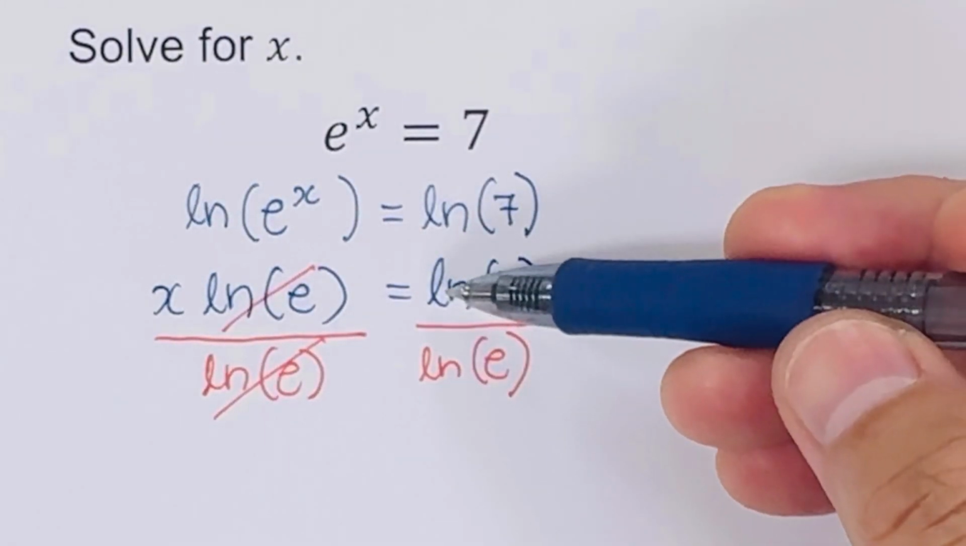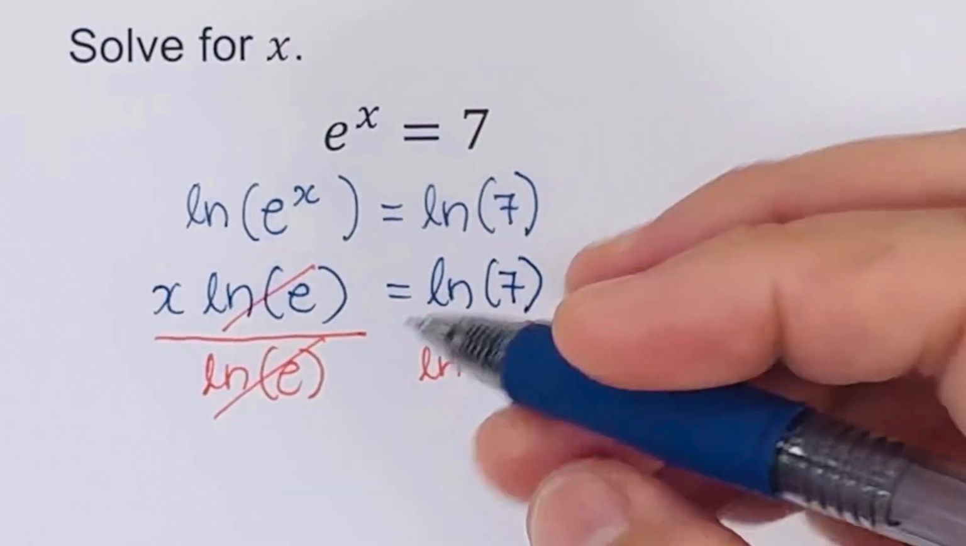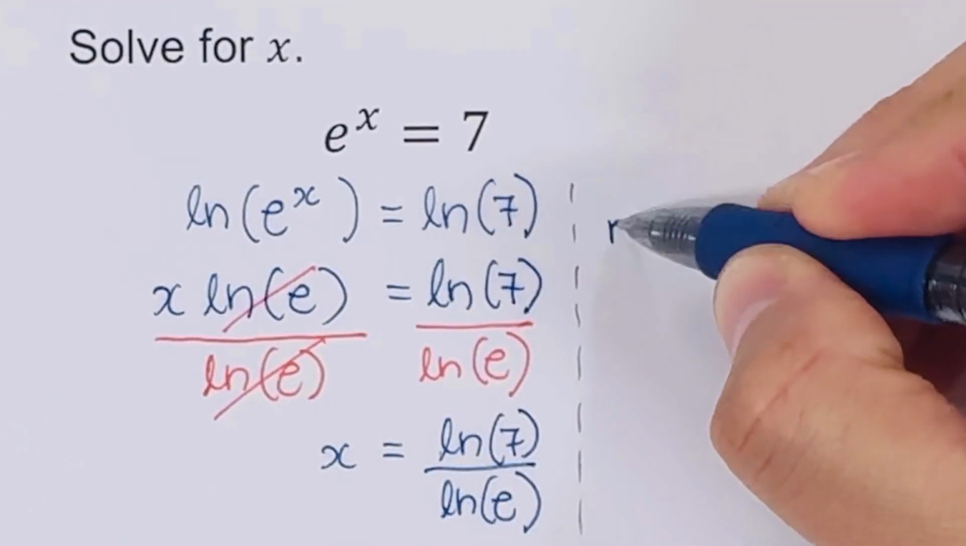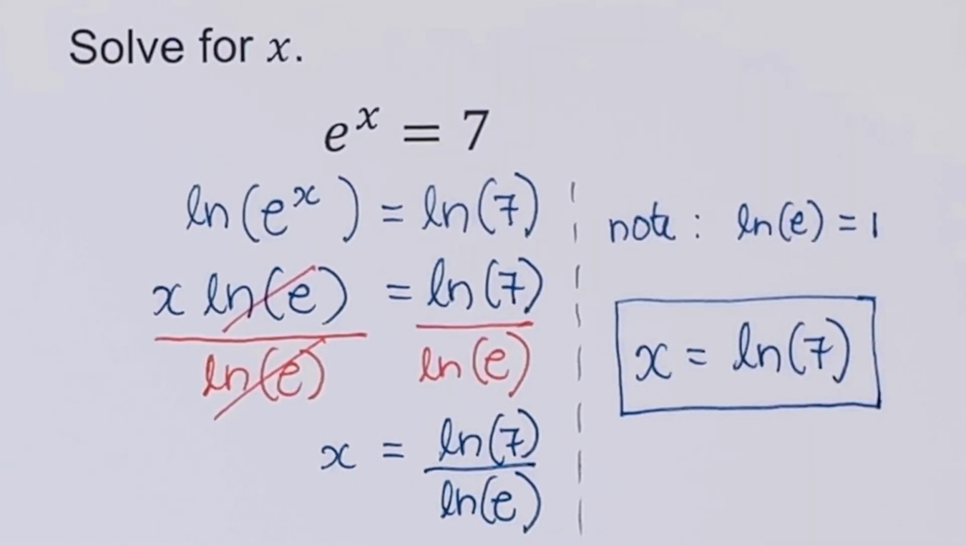So our x would be ln of 7 over ln of e. Now please remember that ln e is equal to 1. So we can go ahead and say that the final value for x here is ln of 7.